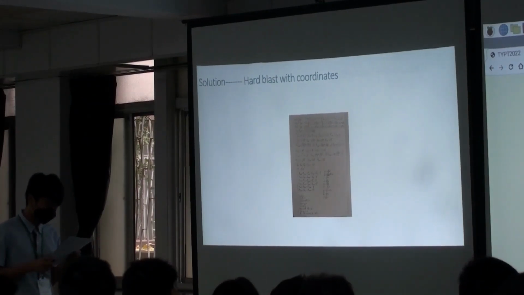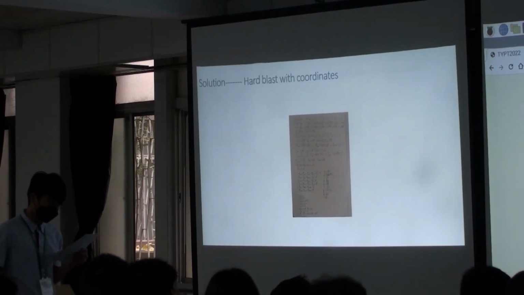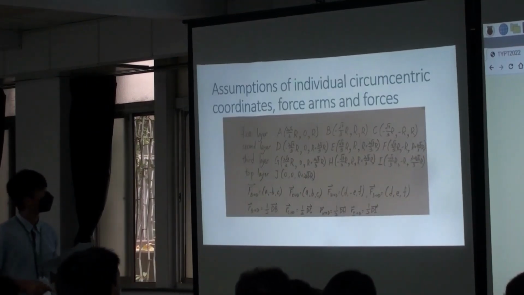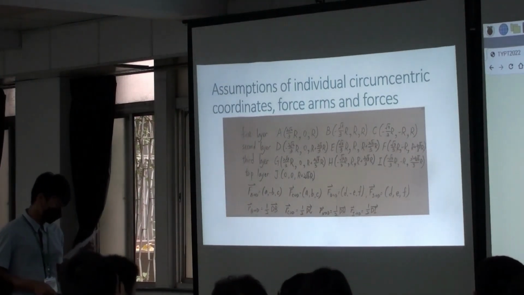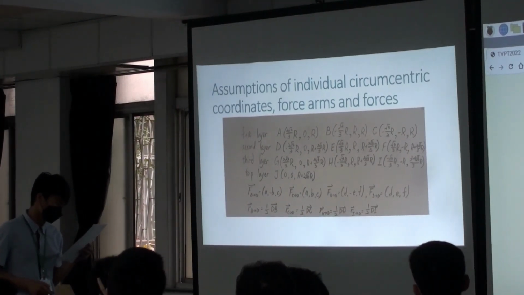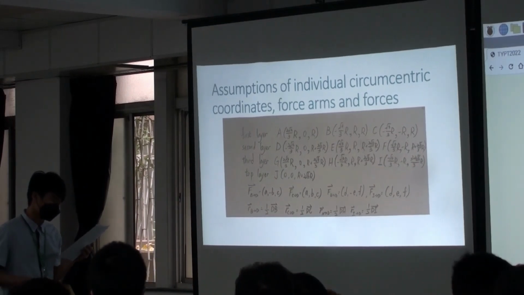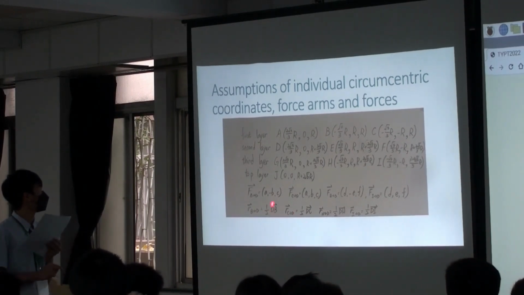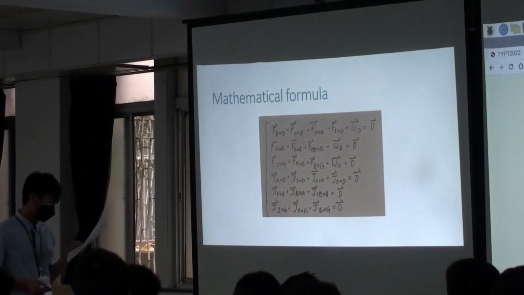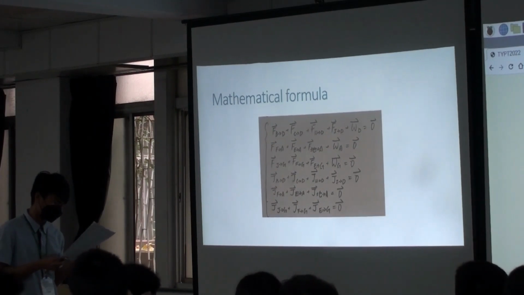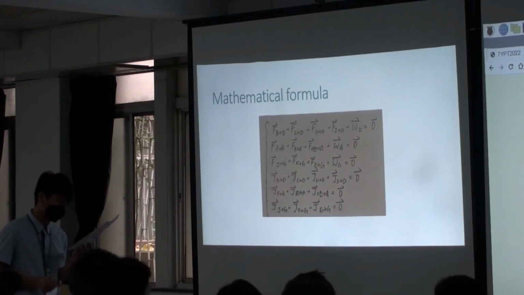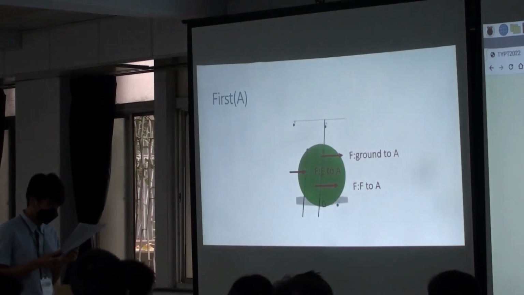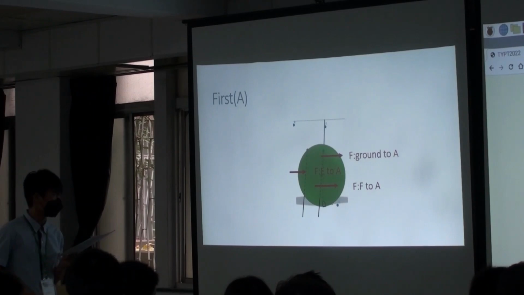So we decided to do the most direct way, drawing the coordinates directly with vector calculation. This is the coordinate of the center of the sphere, and the moment arms and forces are the traction flow. Okay, and we have the balance of the column formula with force balance and torque balance. And this is the full situation of the first layer.